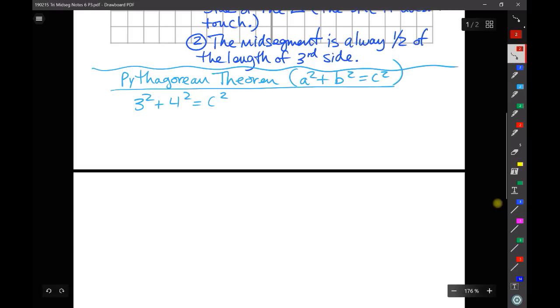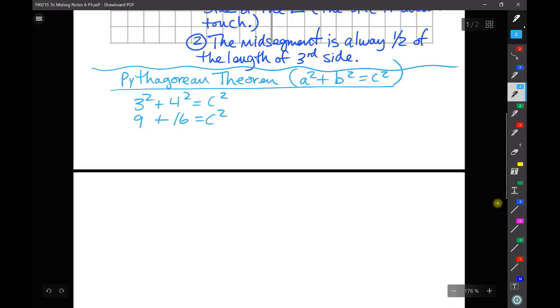So we can say, all right, we know one leg is 3, one leg is 4. We're going to try to figure out what this one is right here. Okay, what does 3 squared mean as a multiplication problem? It's 9, right? It means 3 times 3. It's a number times itself. The exponent is how many times you multiply the number. So then this is going to be 9 plus what? 16 is equal to C squared. And then what's 9 plus 16?